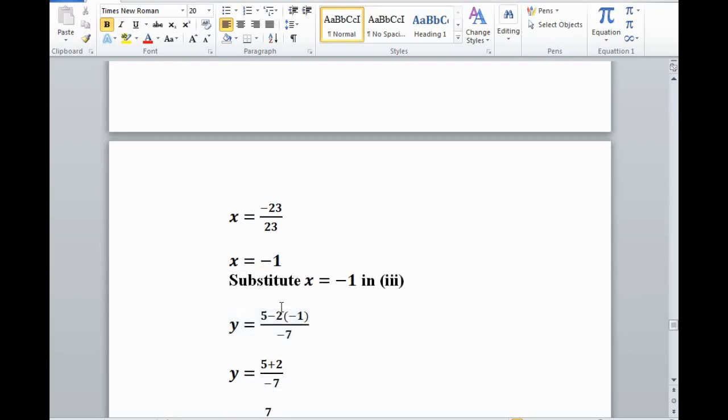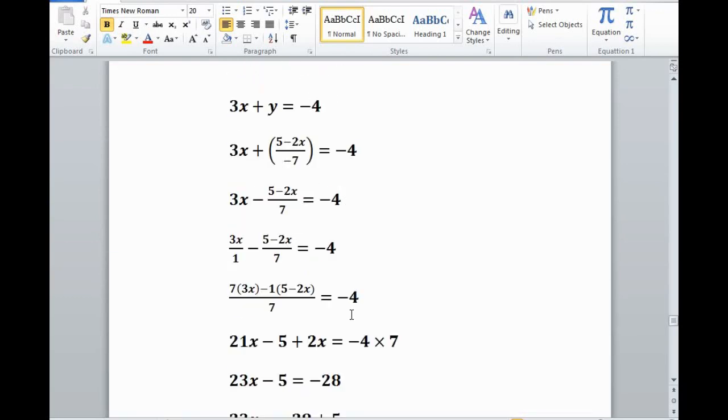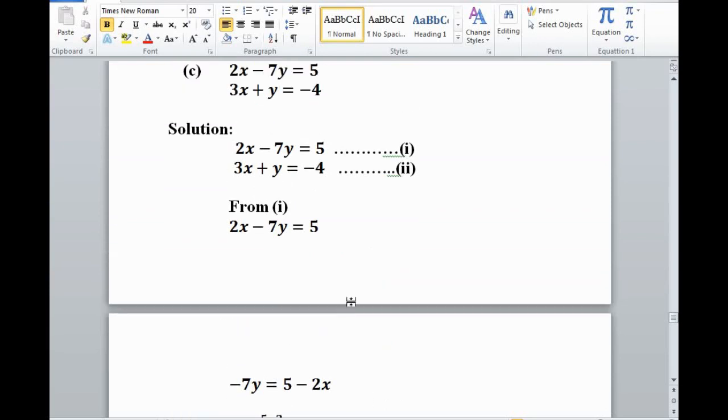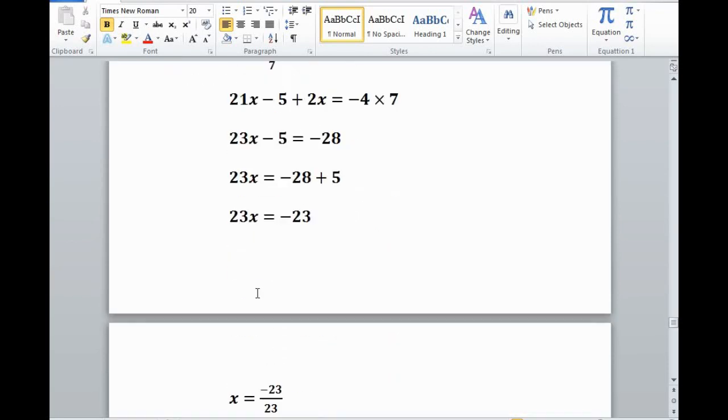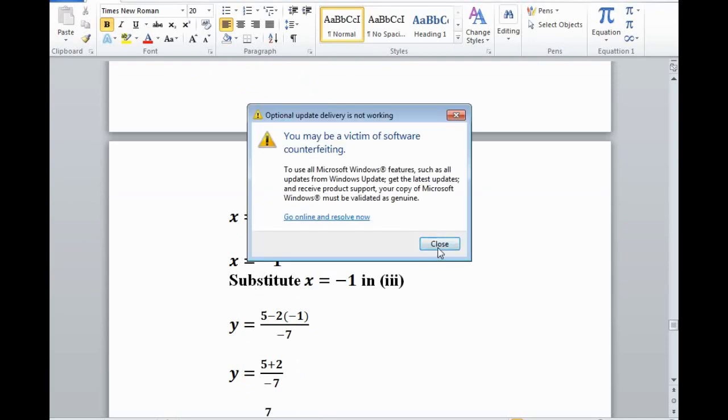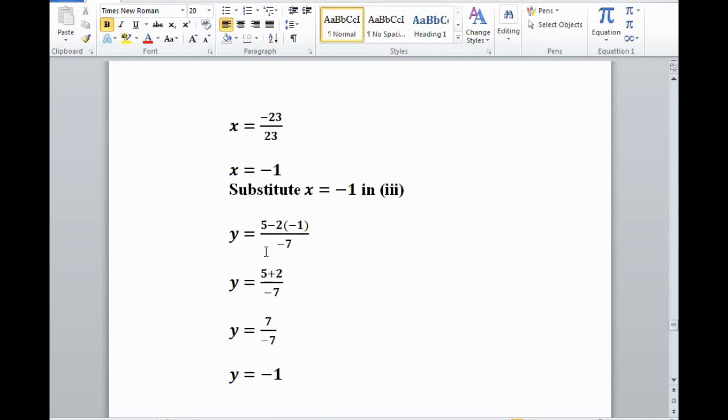Now to find y, let's substitute x equals negative 1 in equation number 3. You can also substitute x equals negative 1 in equation 1 and 2, but it is easier to substitute x equals negative 1 in this equation 3. So first I will write equation 3, which is y equals 5 minus 2 into minus 1 upon minus 7, and then I will replace this x. 2x means 2 multiplied by minus 1 because x is negative 1.